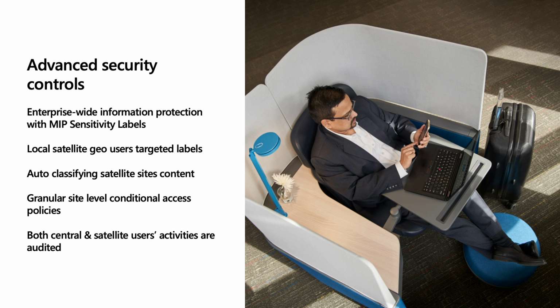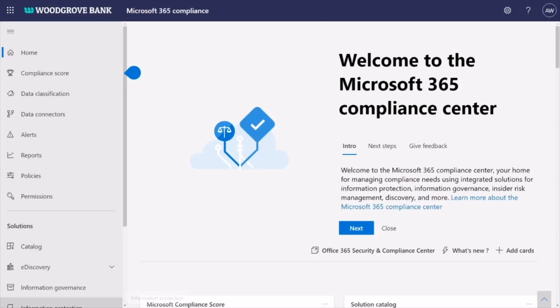And lastly, because your multi-geo company is a single M365 tenancy, you can see audits across all of your geolocations, which are unified in the audit log search. So now let's see some of these advanced capabilities in action. And of course, sensitivity controls are of great importance to our multinational customers.